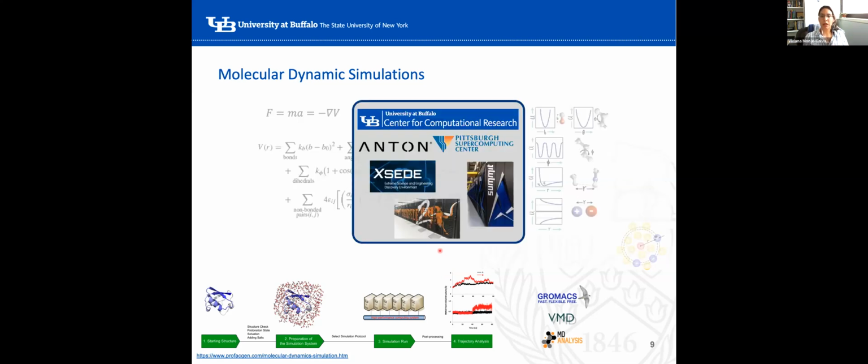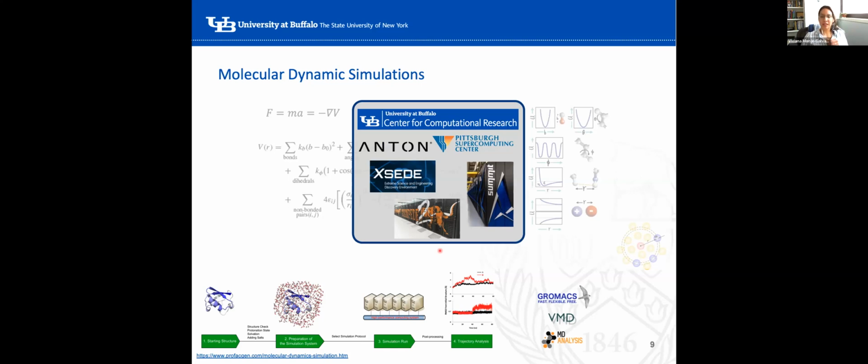We've been fortunate to have time allocations in the Anton machine, which is a machine designed by D.E. Shaw that is maintained by the Pittsburgh Supercomputing Center. We apply for time every year, and we've been fortunate to get some time there for the long trajectories we run. We used to have resources in Exceed. We'll be applying to the new program called Access. And then we have the CCR, which is the Supercomputing Center from the university.